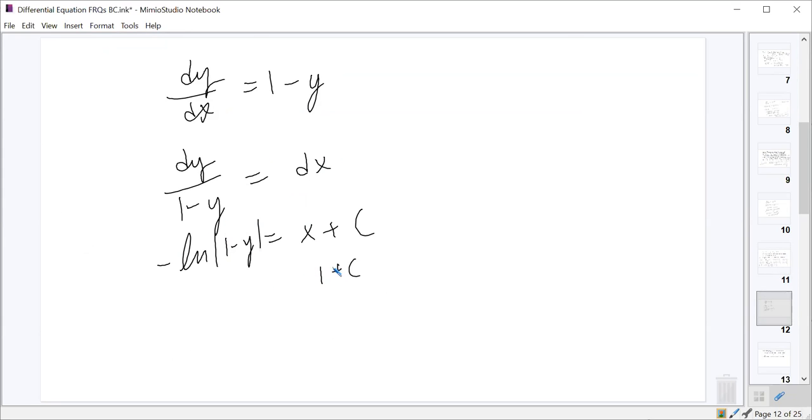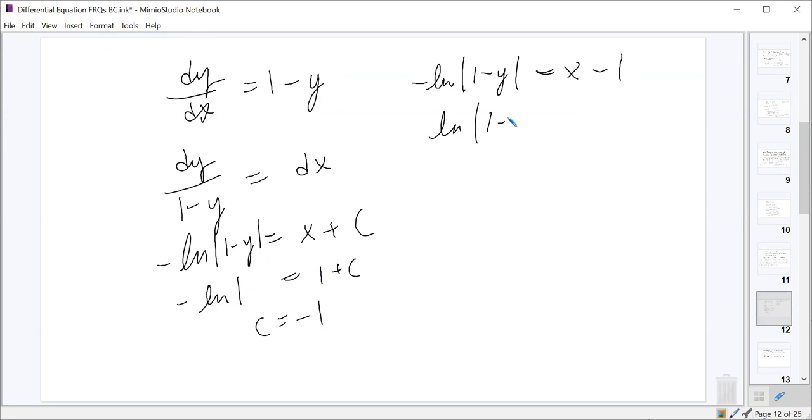When x is 1, y is 0, so that gives us a constant of -1. Negative ln 1 is 0, so just subtract the 1. So we've got negative natural log absolute value 1 minus y equals x minus 1. Divide by the negative to get 1 minus x. Exponentiate to get absolute value 1 minus y equals e to the 1 minus x.